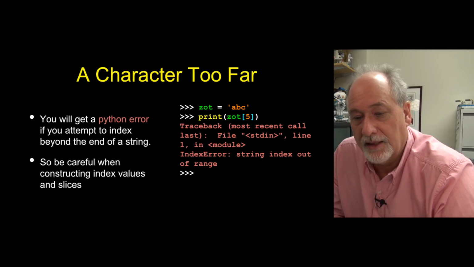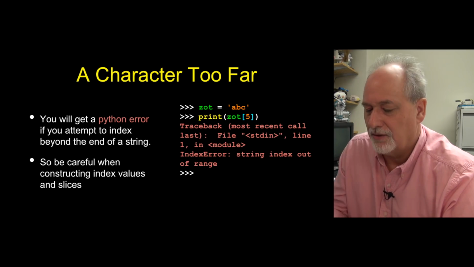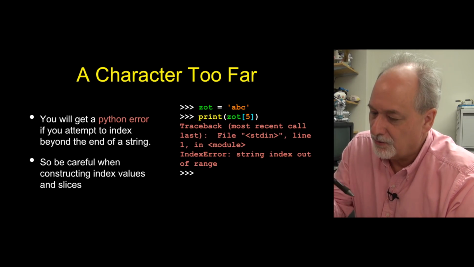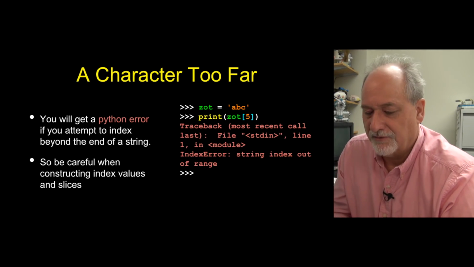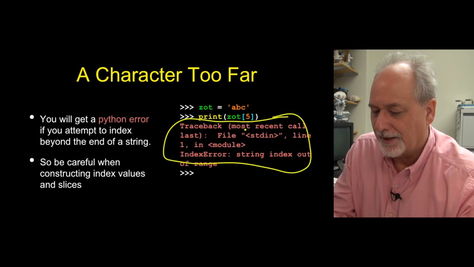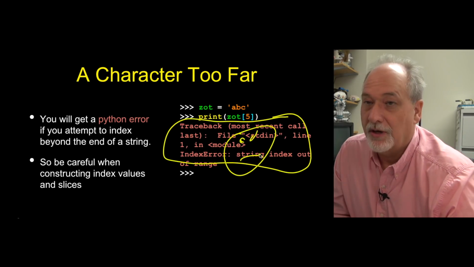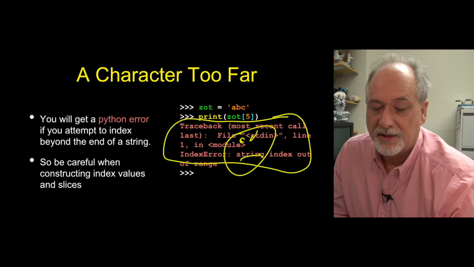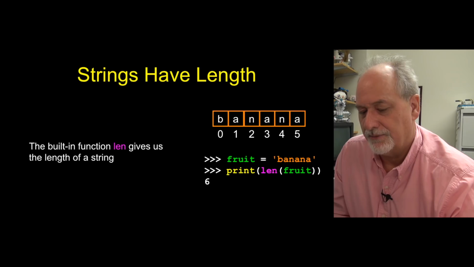You can't index beyond the length of the string, so if I say zot sub 5, well, there's only 3 characters, which means 0, 1, 2, but sub 5 doesn't work, and of course we get a happy little traceback. So you have to be careful when you're starting to pull stuff out of strings. Although some of the things allow it, some of them don't, and then you'll kind of get used to that.